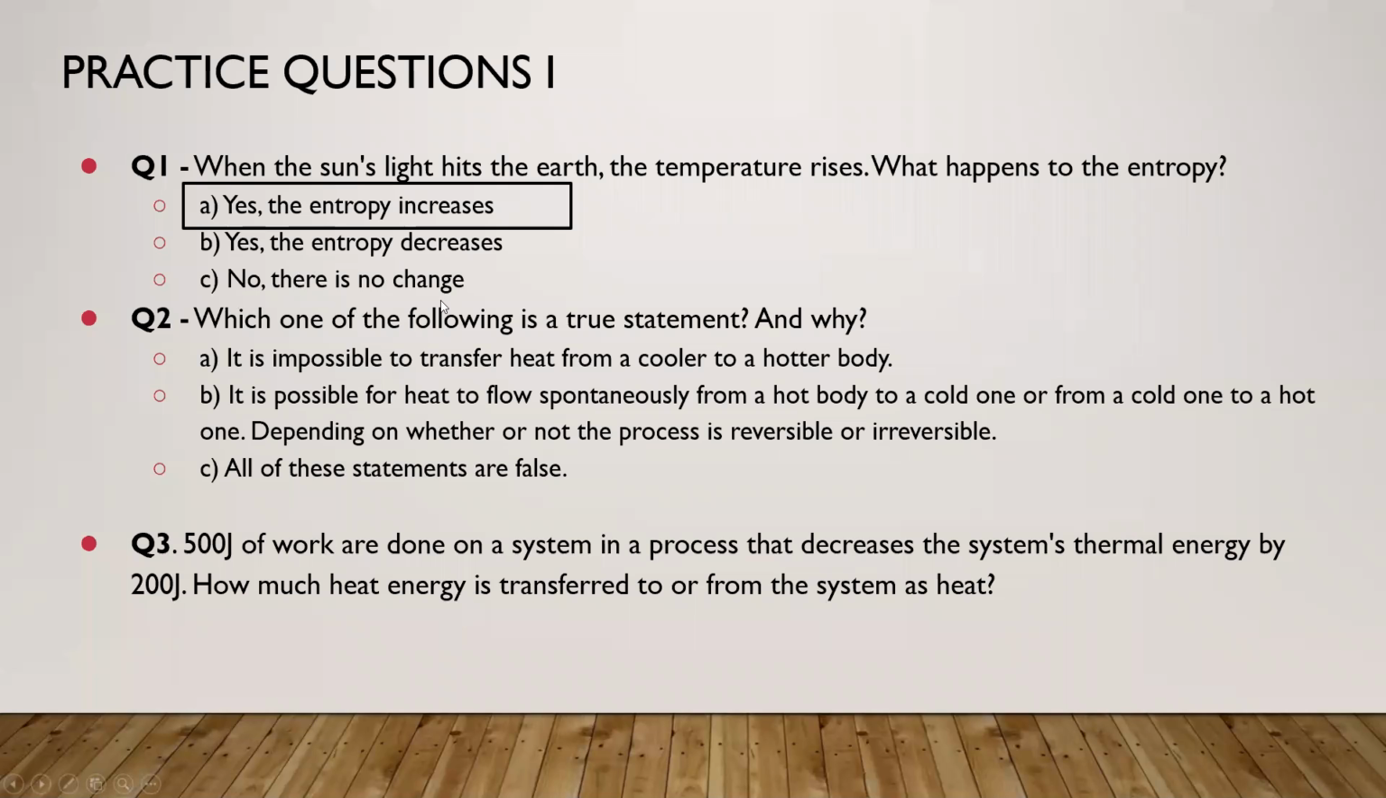And there could be cases where there is no change in entropy, but in this particular case, when the sunlight is hitting the earth, that means there is a layer of atmosphere covering the outside surface of the earth. So the molecules in the atmosphere, the gaseous molecules, start vibrating faster when the temperature rises, and thus the overall entropy increases because there is more randomness associated with the system.